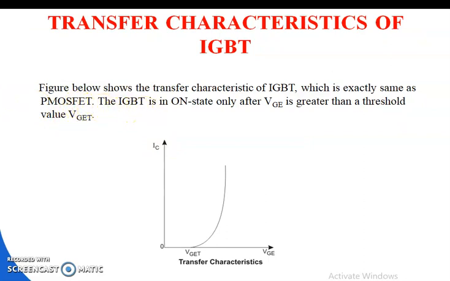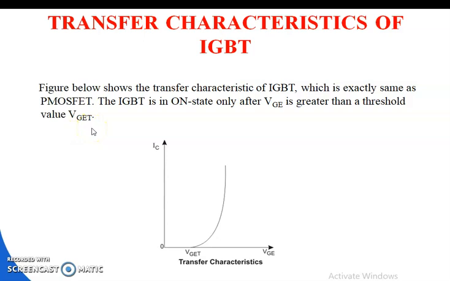Now we discuss the transfer characteristics of the IGBT. The figure below shows the transfer characteristics of the IGBT, which are exactly the same as the power MOSFET. The IGBT is in the on state only after VGE is greater than a threshold value VGET.